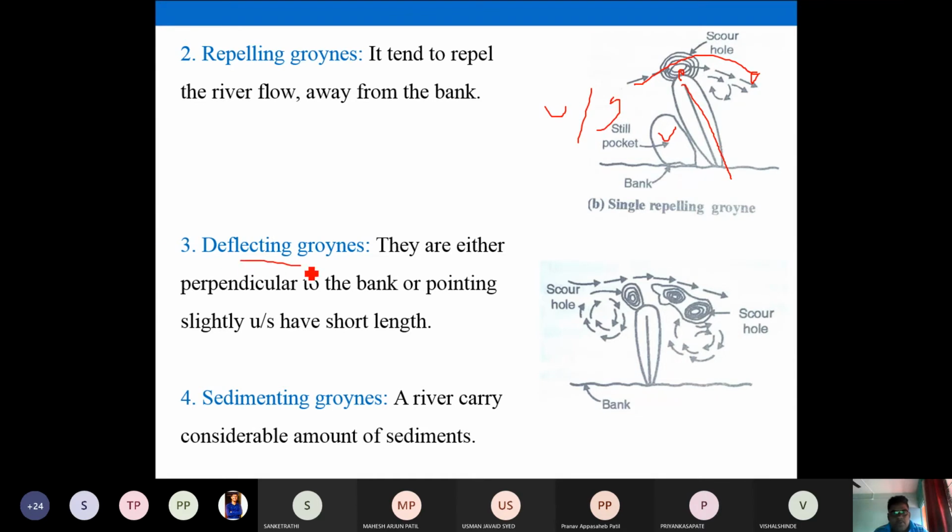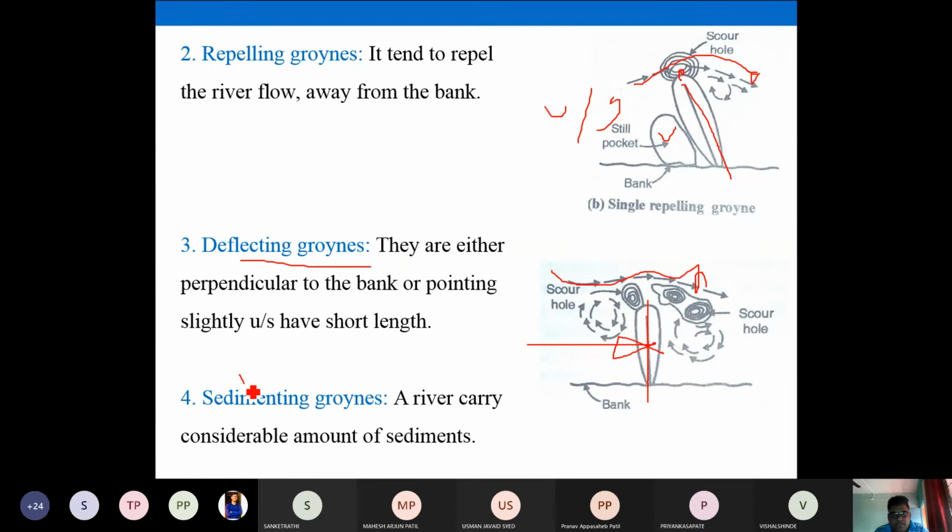Then the deflecting type of groin is either perpendicular to the bank or pointing slightly upstream, with a shorter length and only small deviations. You have to look out: the flow takes place in the downstream direction, and you will observe only small pocket holes due to this deflecting.